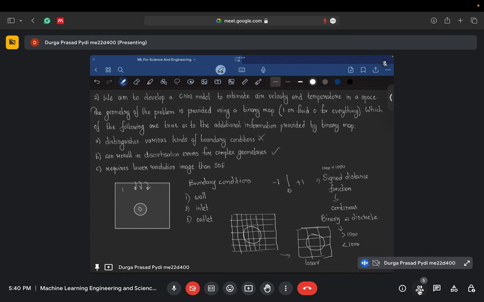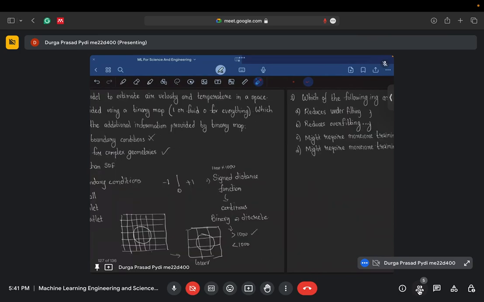So when you increase the resolution, the chances that the number of pixels that have these ambiguous choices will actually decrease. So that way even binary will also provide the same level of information as your sign distance function. So that is the main logic here. Okay, let's go to the next question.